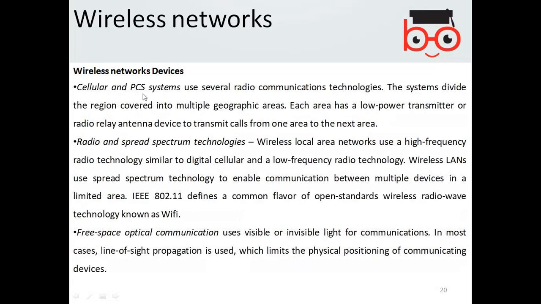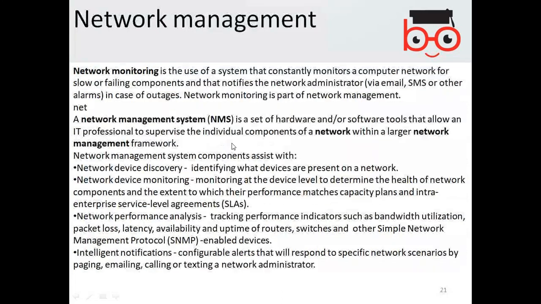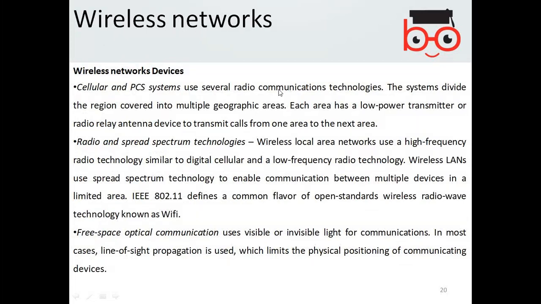Then cellular and PCS systems use several radio communication technologies. The system divides the region covered into multiple geographic areas. Each area has a low power transmitter or radio relay antenna device to transmit calls from one antenna to the next antenna. So cellular is a kind of device. Then radio and spread spectrum technologies, and free space optical communication. Not only these, but there can be more advanced technologies nowadays that they are using.